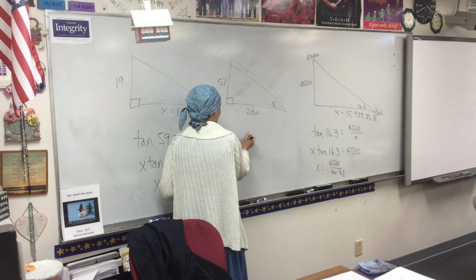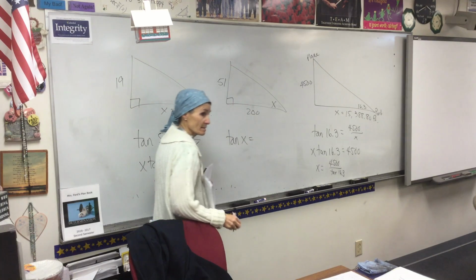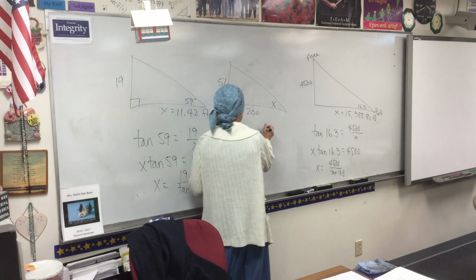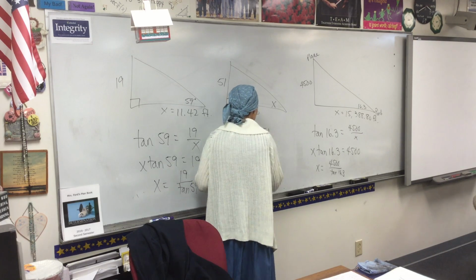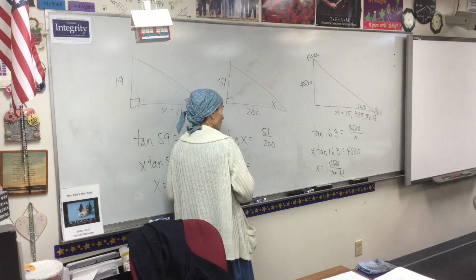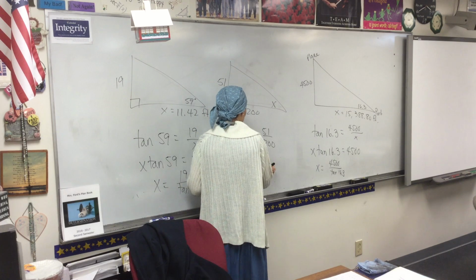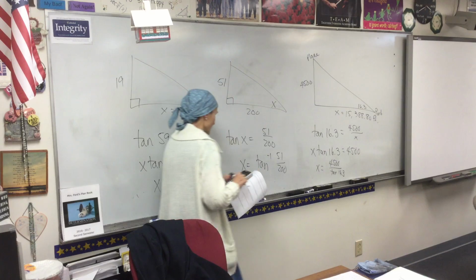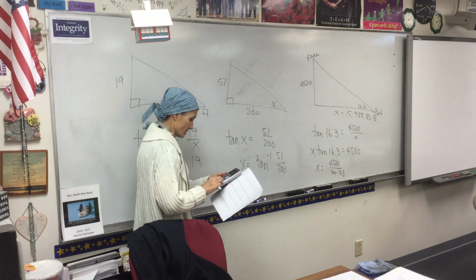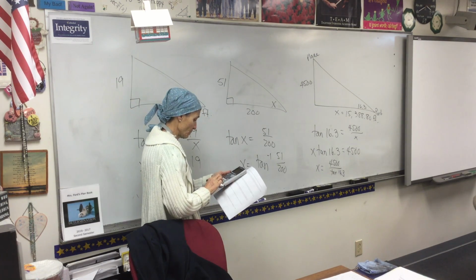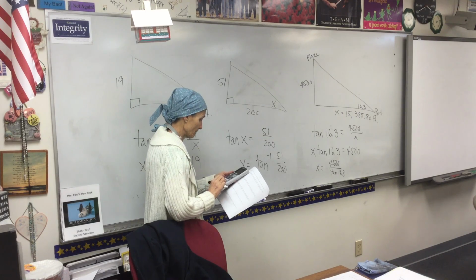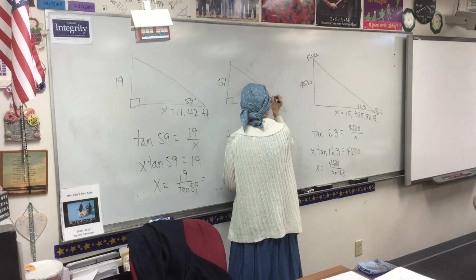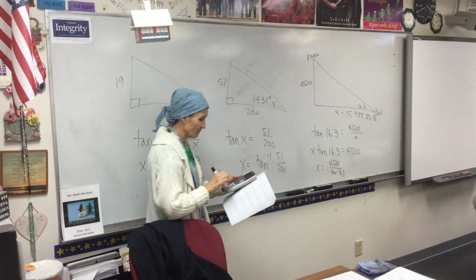So what's my equation? Tangent. Tan x, right? Remember, the angle has to go with the tangent, or sine, or cosine. So tan x equals 51 over 200. How am I going to solve for x? Second tangent, yep. So second tangent, 51 divided by 200, 14.31 degrees is my angle of elevation.